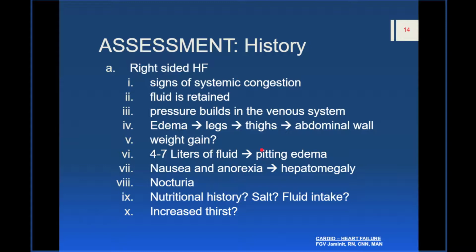And check for the increase in thirst, no? Because an increase in thirst may mean or indicate shifting of fluid from the intravascular compartment to the interstitial compartment, which is an indicator also of a right-sided heart failure.